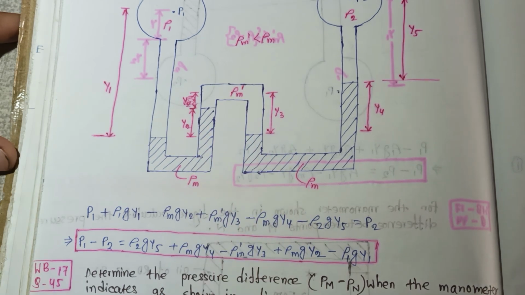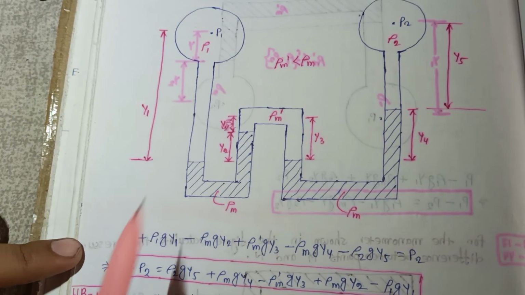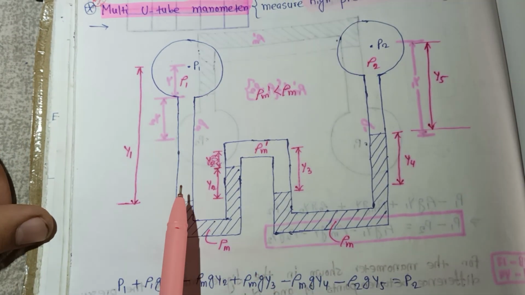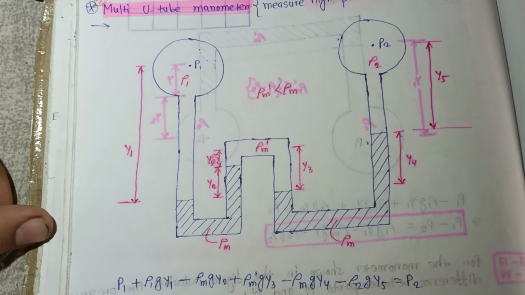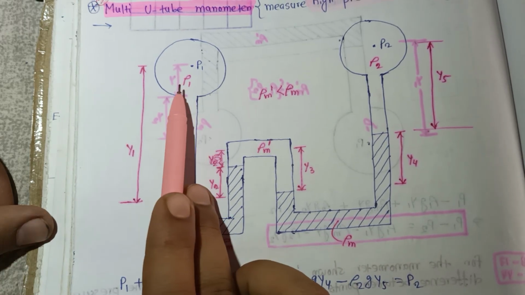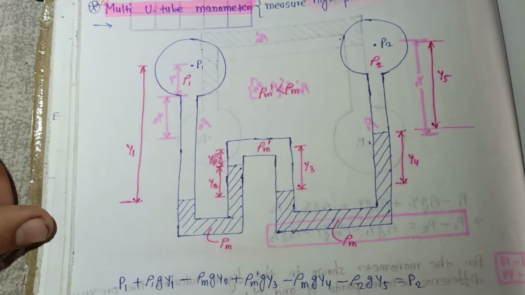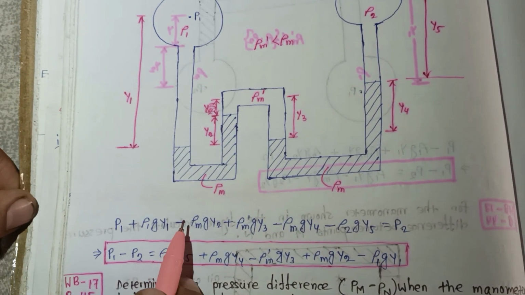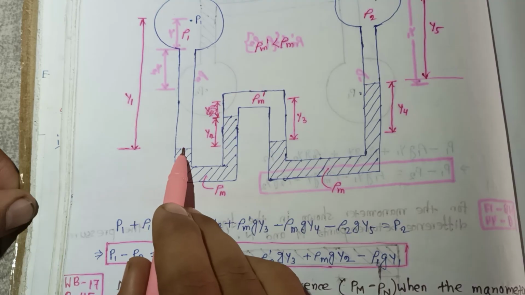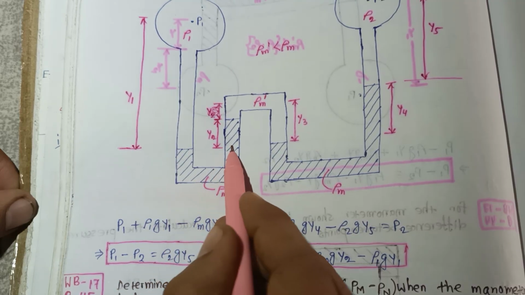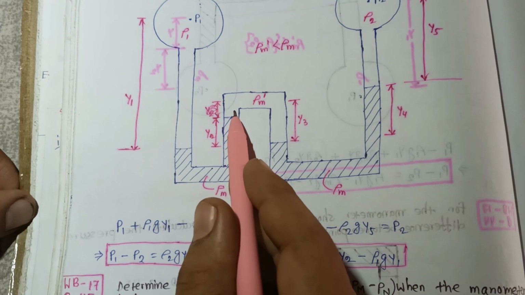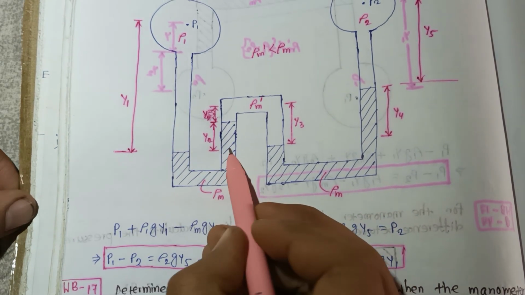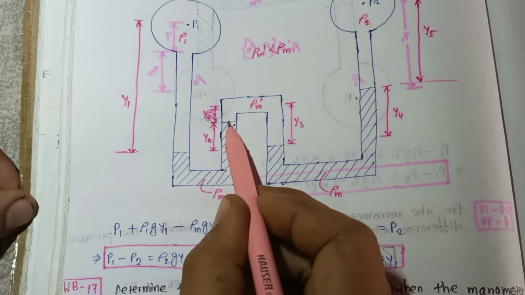In the same way, we have to calculate the pressure difference. So here there is P1, then it goes downward, so downward will be positive. So P1 plus ρ1 g y1. Then it goes to this point, going in the upward direction, so this will be a negative sign: ρm g y2, which is the distance from this point to this point.